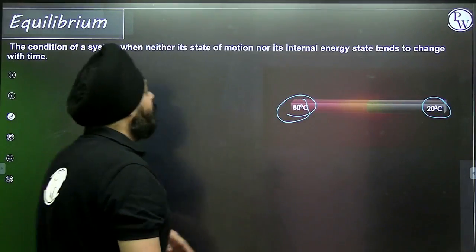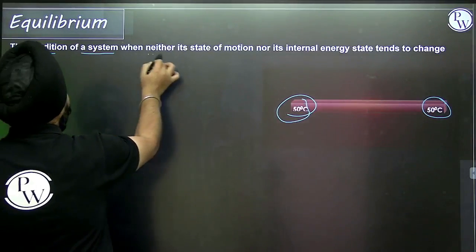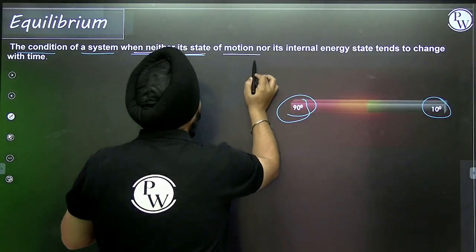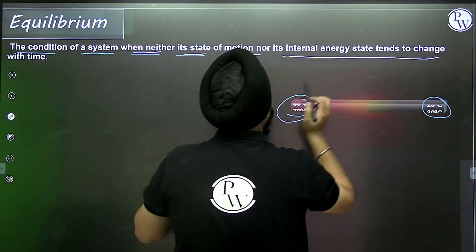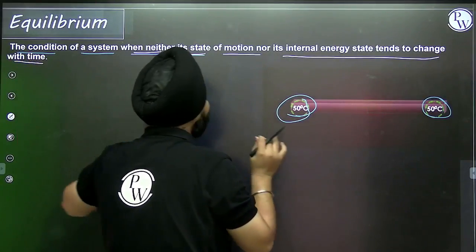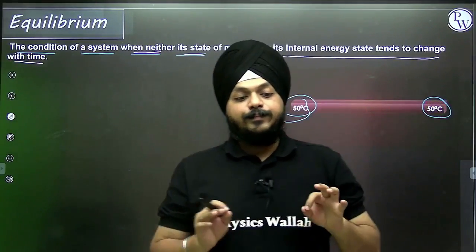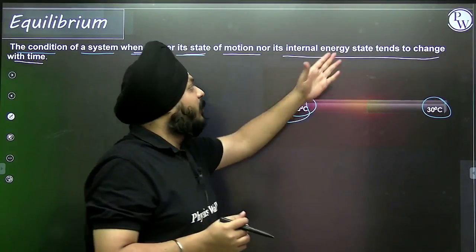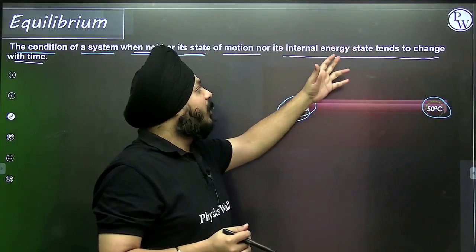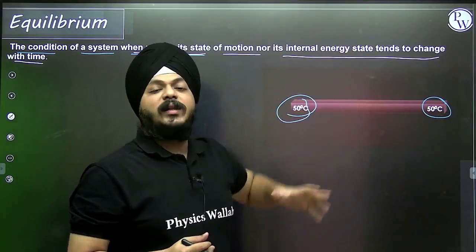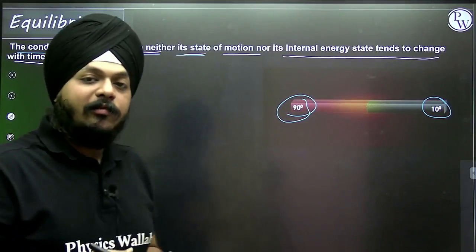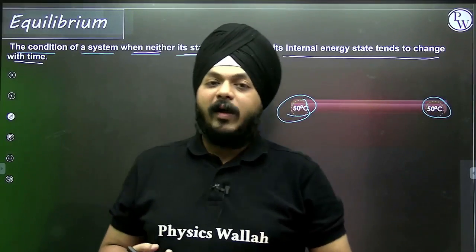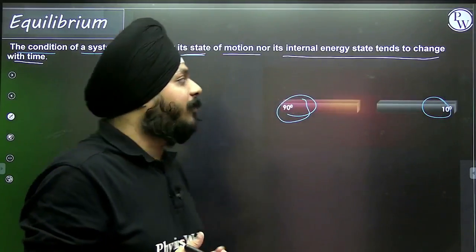So that is the actual definition of equilibrium. The condition of a system when neither its state of motion nor its internal energy state tends to change with respect to time. Now, lots of students might have the question in mind: what actually is internal energy? We haven't discussed the definition till now. But don't worry, in the first law of thermodynamics we are going to discuss that.